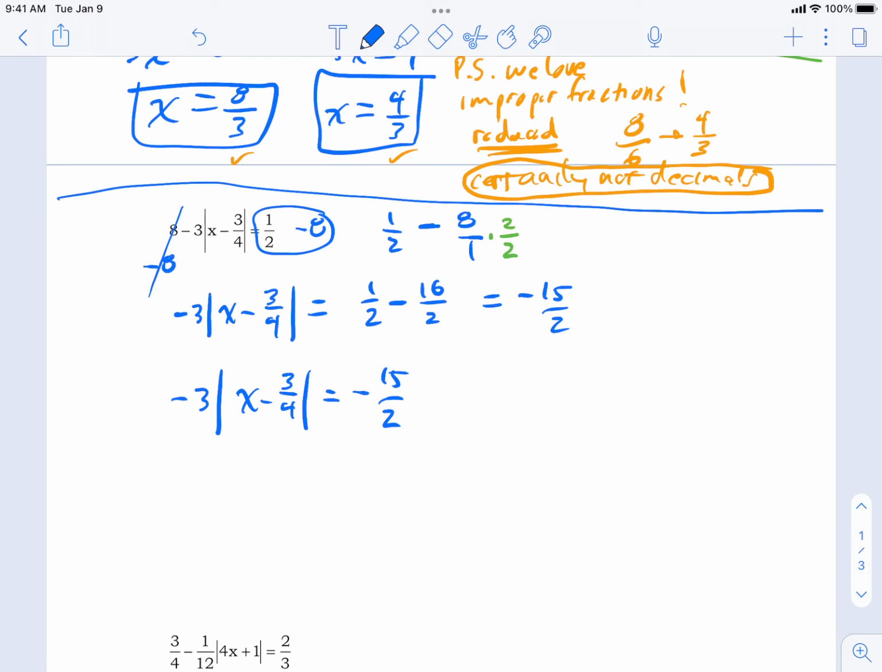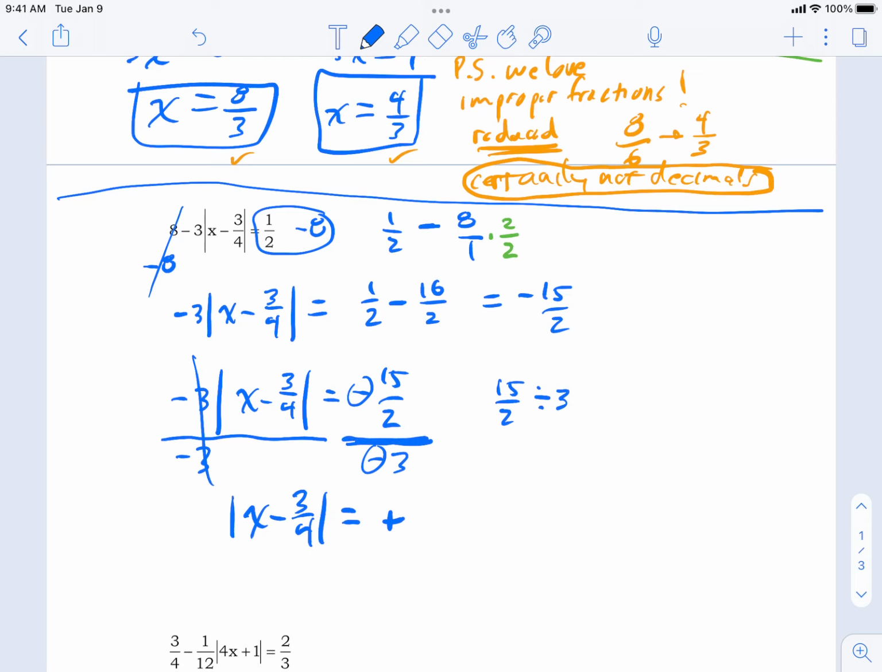Now what? Well, now we're going to want to divide off this multiplier of -3. So it cancels over here. That would be nice. So I've got this x minus 3/4 in absolute value equals. Now, first of all, notice that this is positive, right? A negative divided by a negative is positive, so we can ignore the signs now. But what the heck is that? That is a 15/2 being divided by a 3.